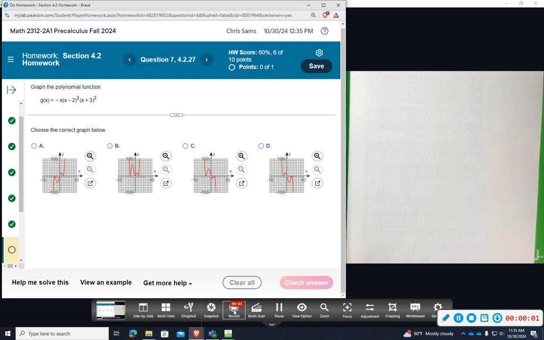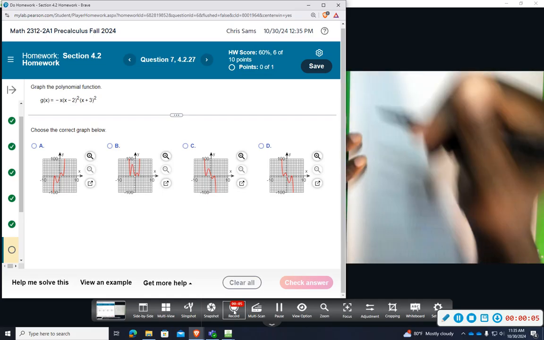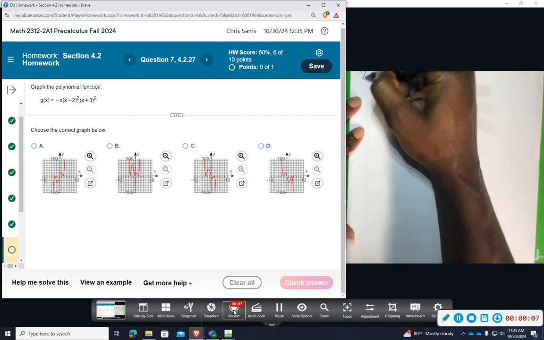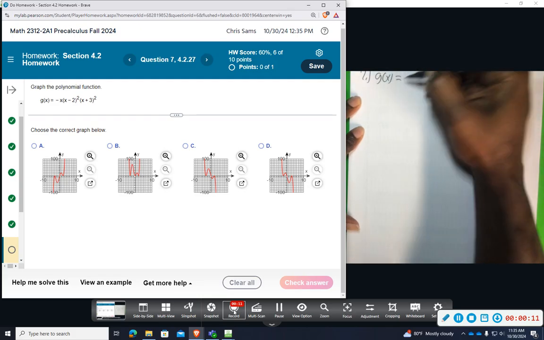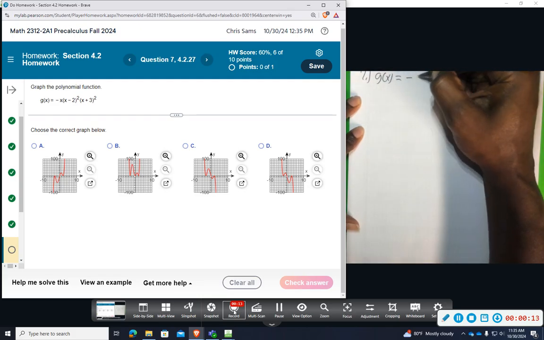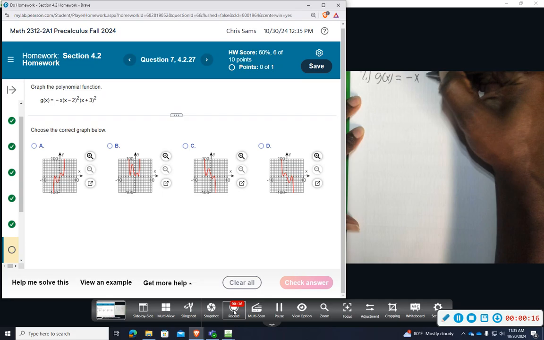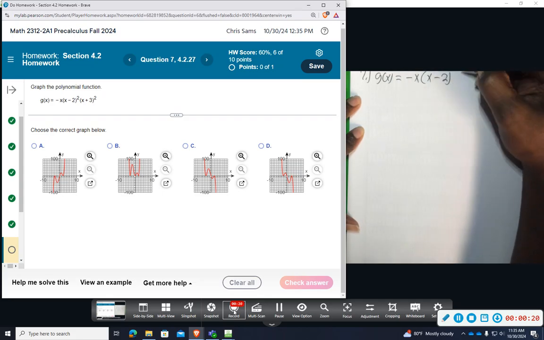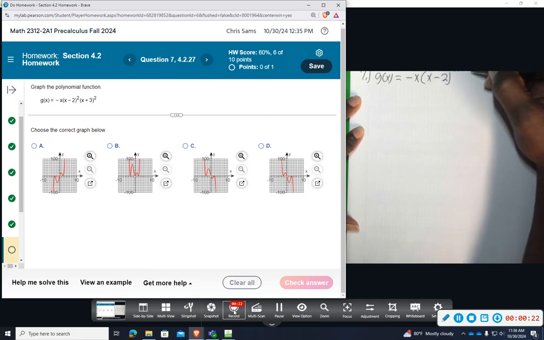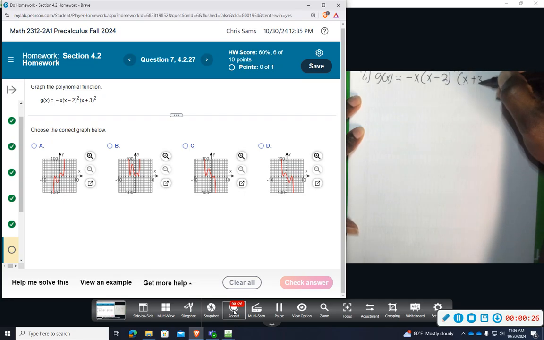All right, number 7, we're going to graph this polynomial function. So number 7, we have g of x equals negative x, and then we have x minus 2, and that is squared, and then we have x plus 3, and that is also squared.